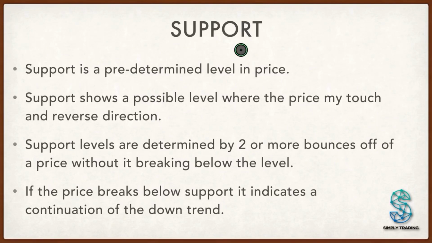So we're going to be talking about support and resistance. Support is a predetermined level in price. Support shows possible levels where price may touch and reverse direction. Support levels are determined by two or more bounces off of a price without it breaking below that level. If the price does break below that level of support, it indicates that the continuation of that trend is going to go down, or that trend is going to now be a downtrend. Okay, now if a price breaks below a support level, that support level then becomes a resistance level. That's something very important to remember.